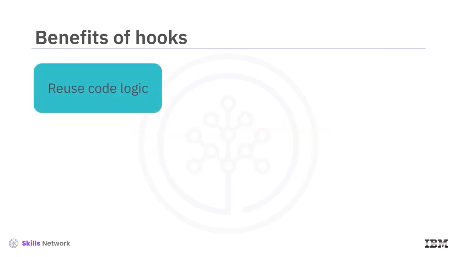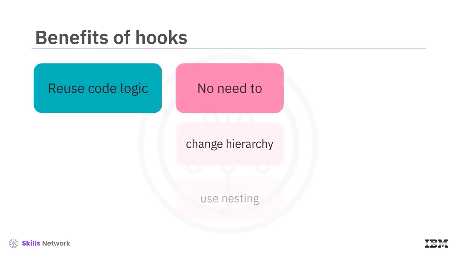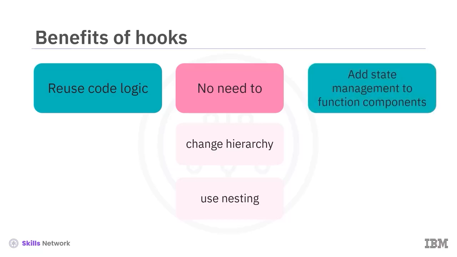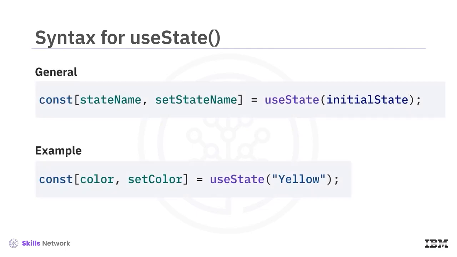Hooks enable you to reuse code logic across components without changing component hierarchy or introducing unnecessary nesting. They also make it easier to share and compose functionality across different components. Let's look at a commonly used hook named useState. The useState hook allows you to add state management functionalities to function components. It returns a stateful value using one variable and a function to update the value of that variable. You can see the syntax here.